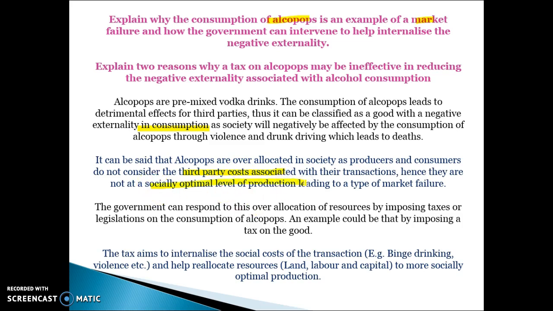and hence are not at a socially optimal level of production. The government can respond to this over-allocation by imposing taxes or legislation on the consumption of alcopops. An example could be imposing a tax on the good. So the tax aimed to internalise the social cost of the transaction, e.g. the binge drinking and the violence, and helps reallocate resources to more socially optimal production.